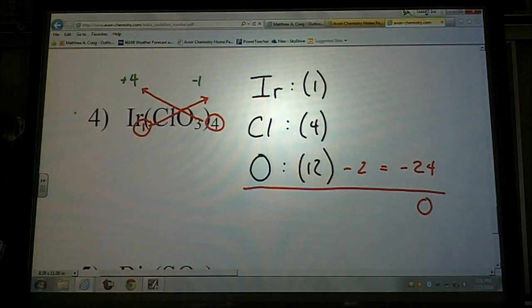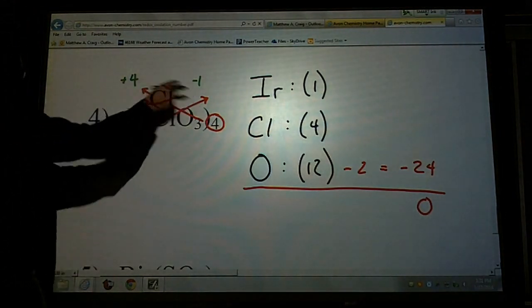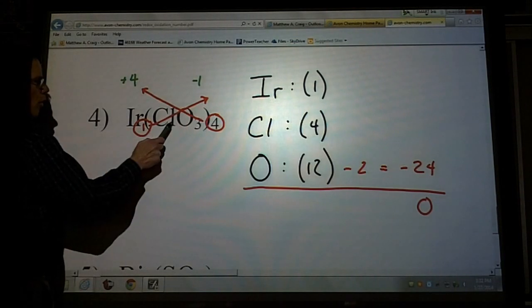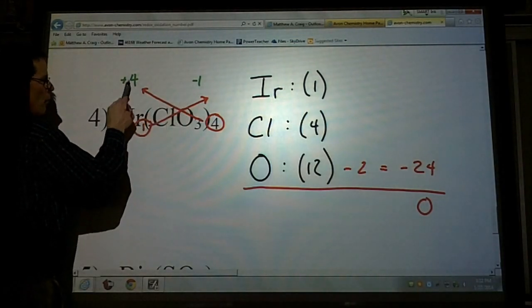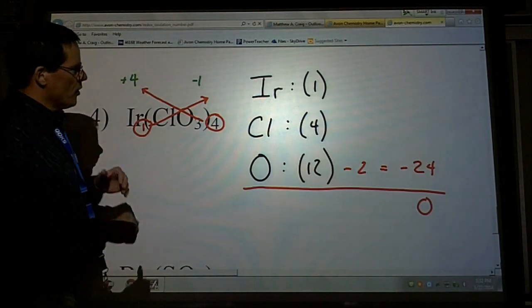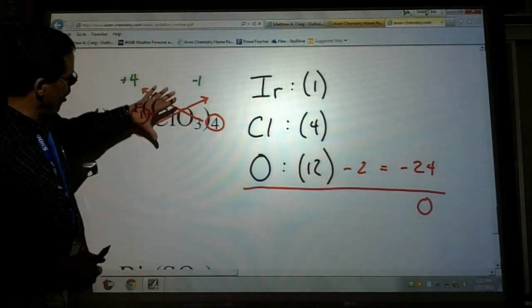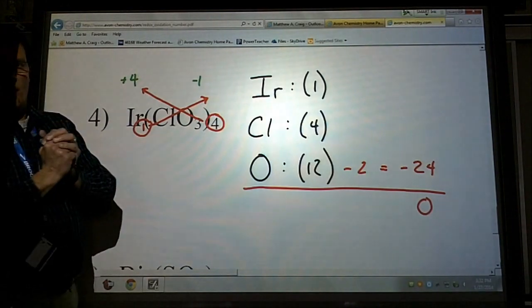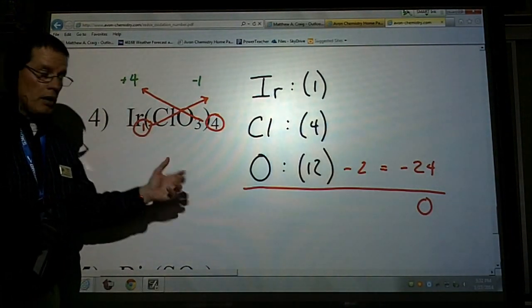So if you use that information, it can really speed things up. Knowing that the chlorate has a -1 charge and the iridium has a +4 charge can help speed things up. Now, if you're not happy with that, then you can still go and say, okay, what's the charge on chlorate? ClO3, 1 of your 10 polyatomics.